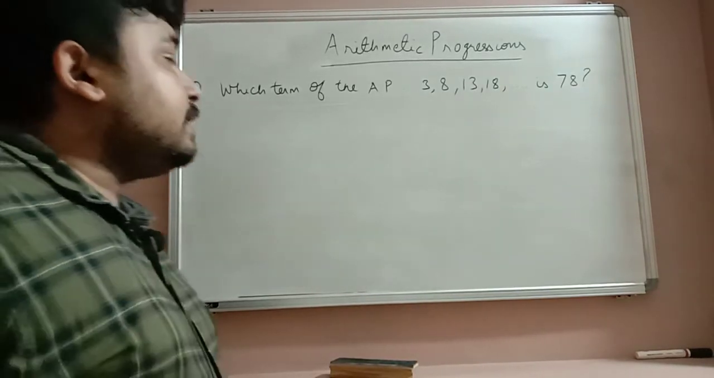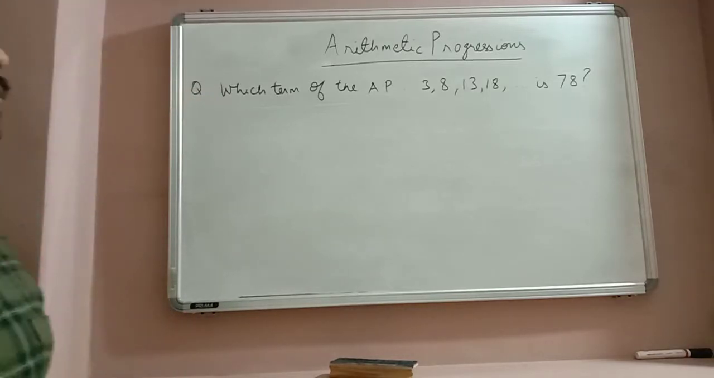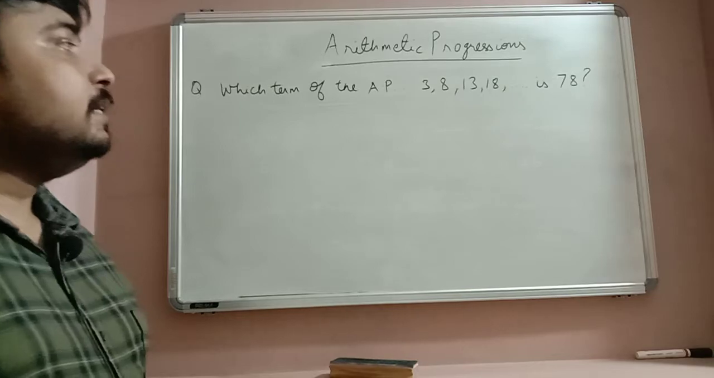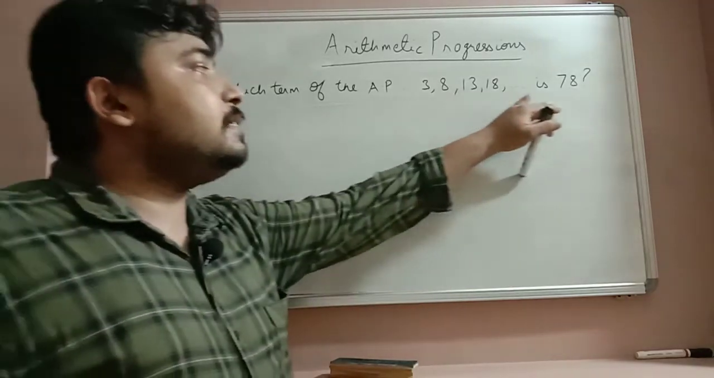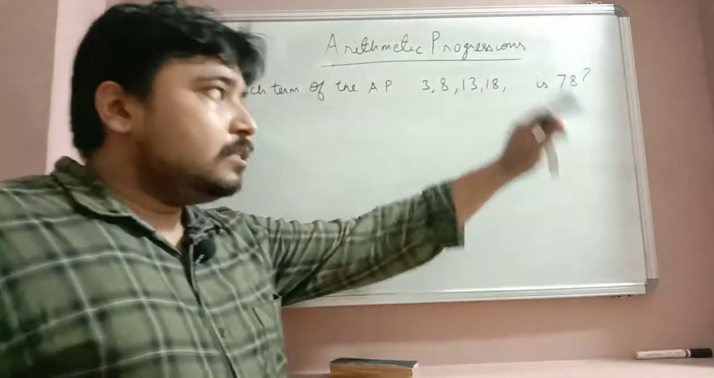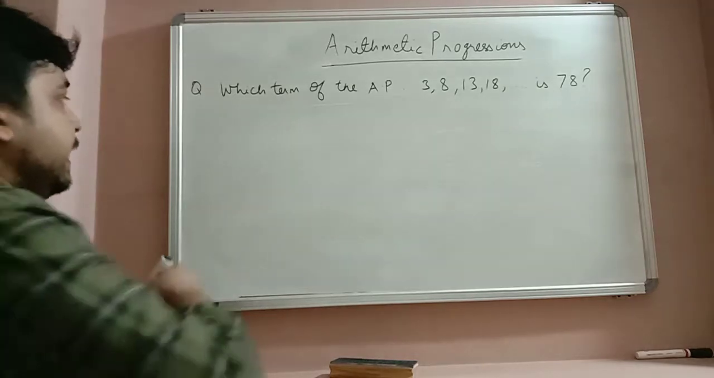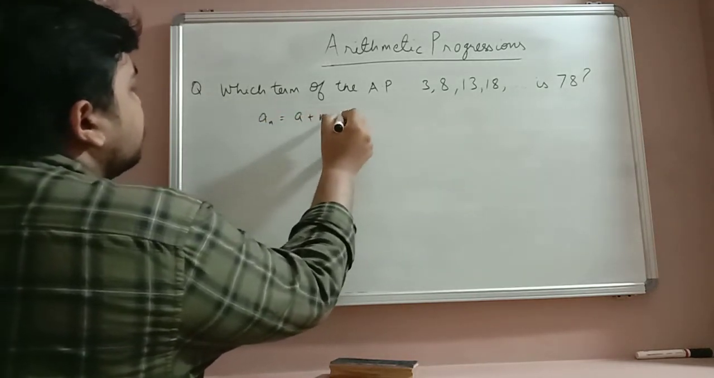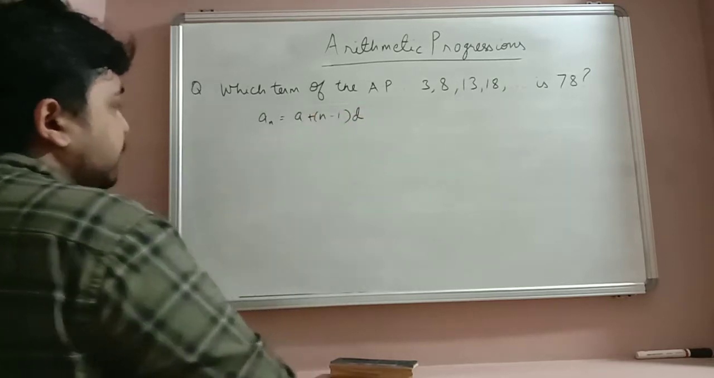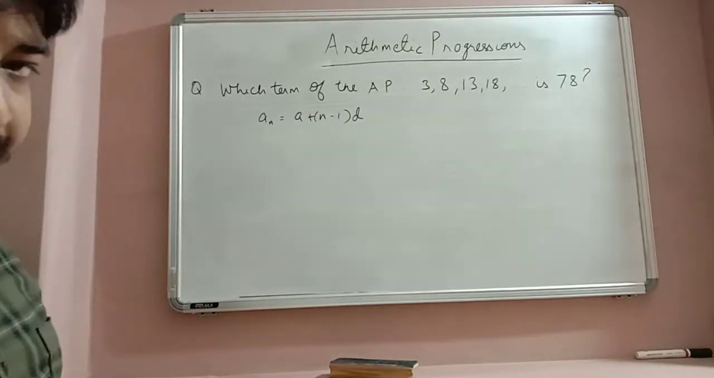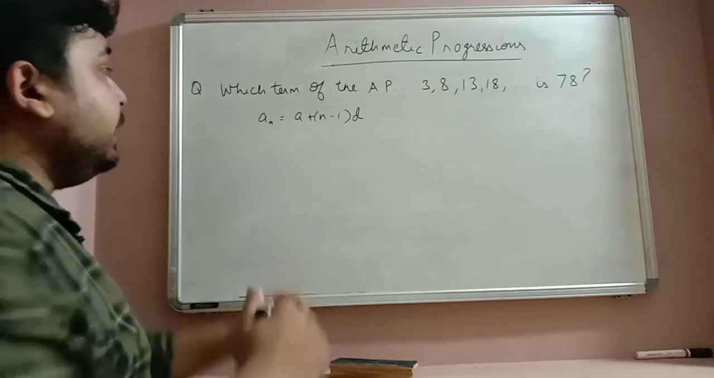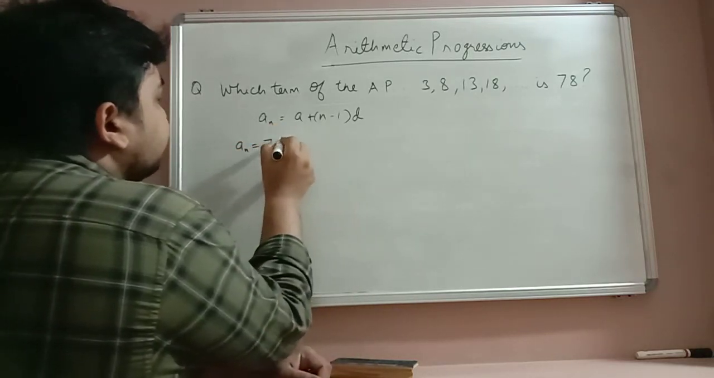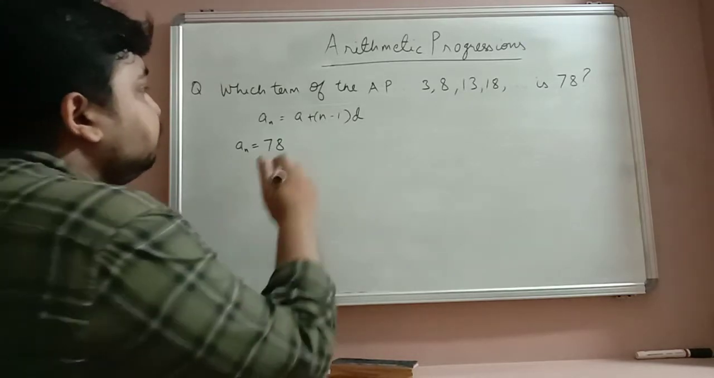Now, let's take up the question on the number of the term. Question says, which term of the AP 3, 8, 13, 18 is 78? So again we will use a_n equals a plus (n minus 1) into d, the general term of an AP. Now here our a_n is given to be 78. The nth term is already given.